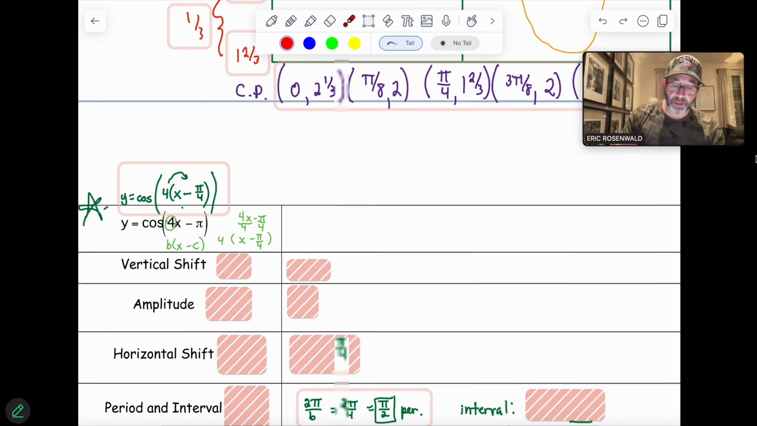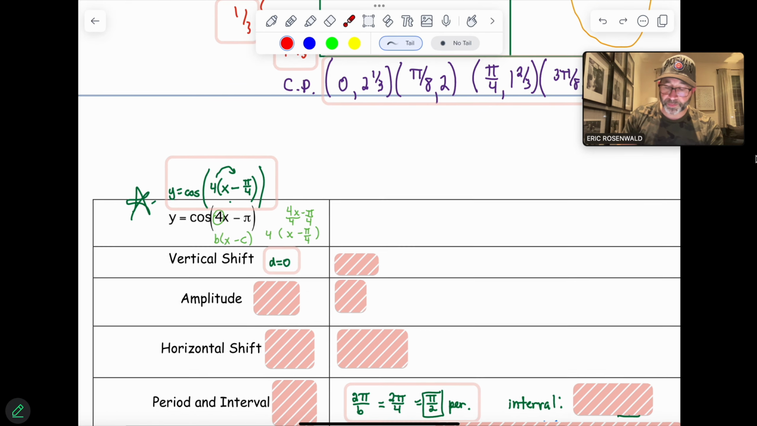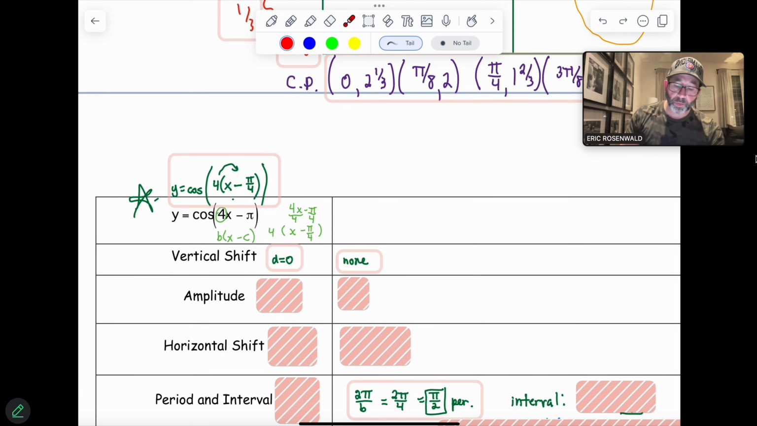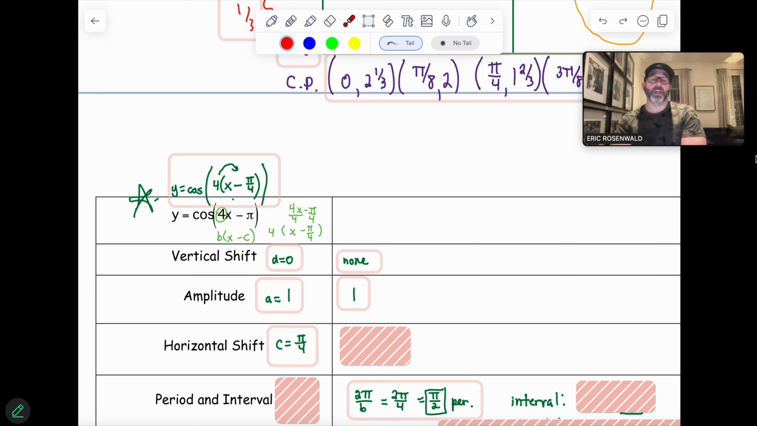All right, so let's go ahead and look at all these parts here. Ready? Vertical shift, it doesn't go up or down, so there's none. The amplitude is equal to 1 because there's a 1 right here. Okay. The horizontal shift, we have a 4 here, so that means the c value is going to equal to, I'm sorry, wrong thing. I'm talking about the b value there. The c value for the horizontal shift is to the right pi over 4.